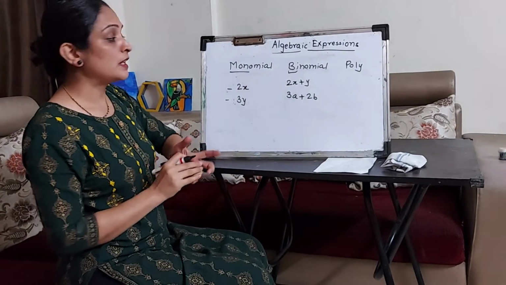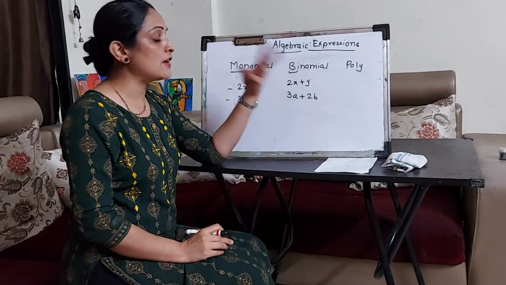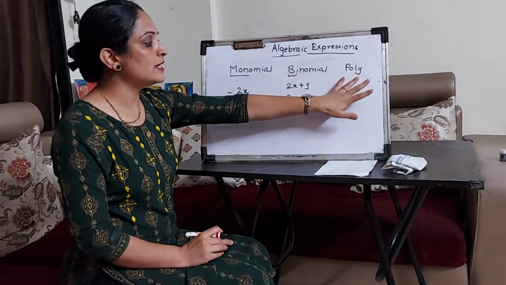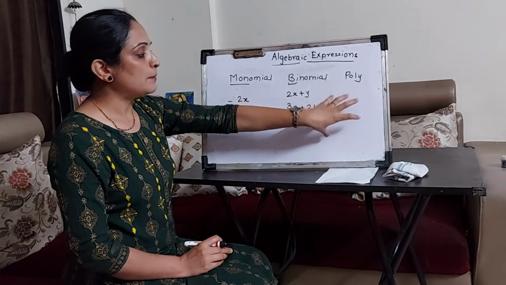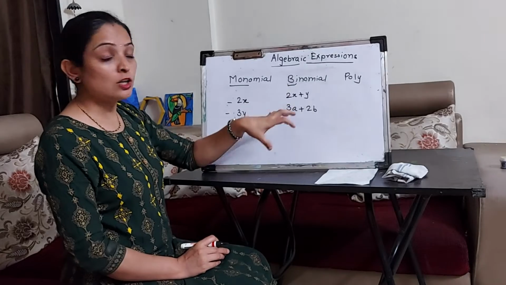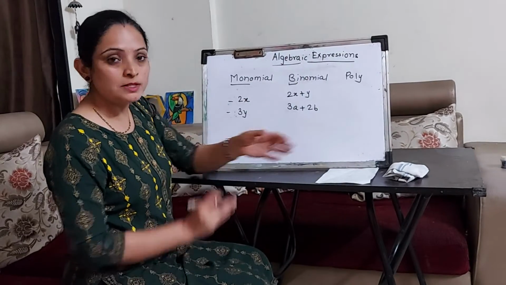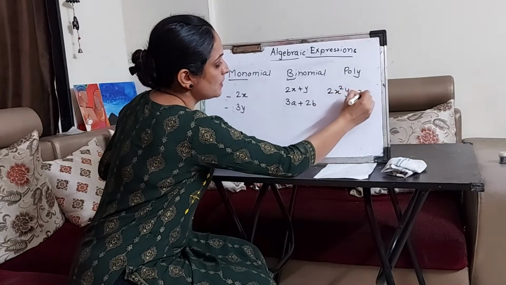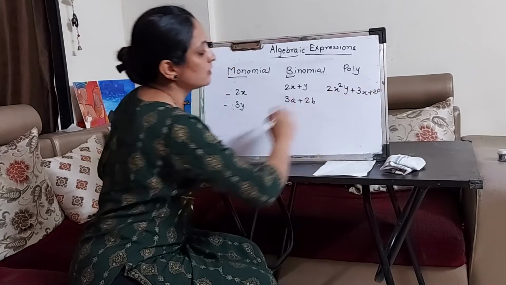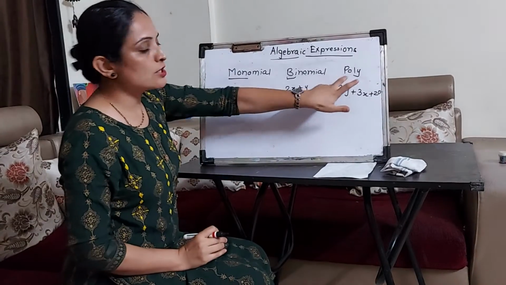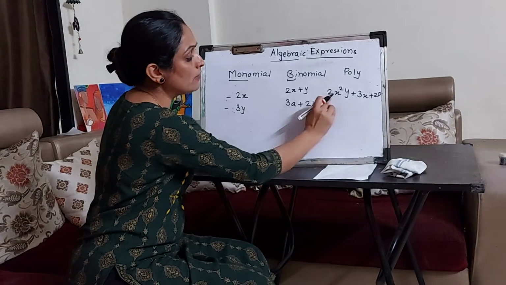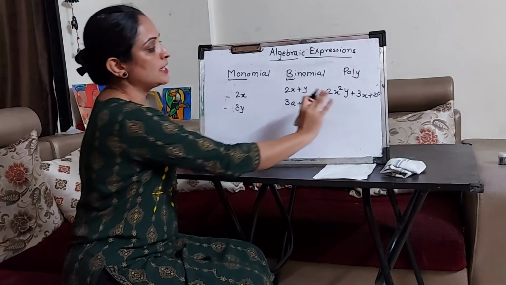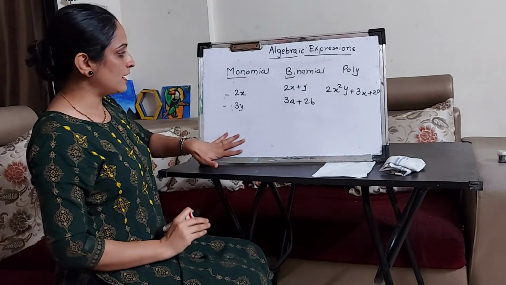Then we can say that an expression which has three terms is also known as a trinomial. But in general, what do we say? Poly. Poly means many. That means an expression which has more than one term is a polynomial. That means here we can say 2x square y plus 3x plus 20. This is a polynomial. What are the conditions of a polynomial? It should have non-zero coefficient and positive exponent of variable. That is a polynomial.